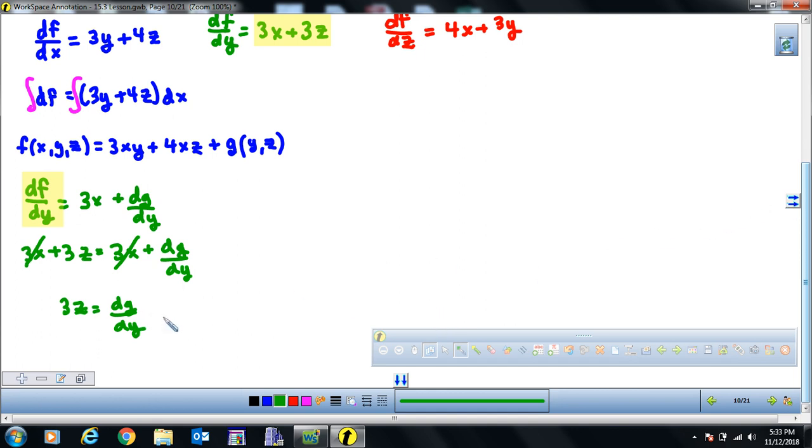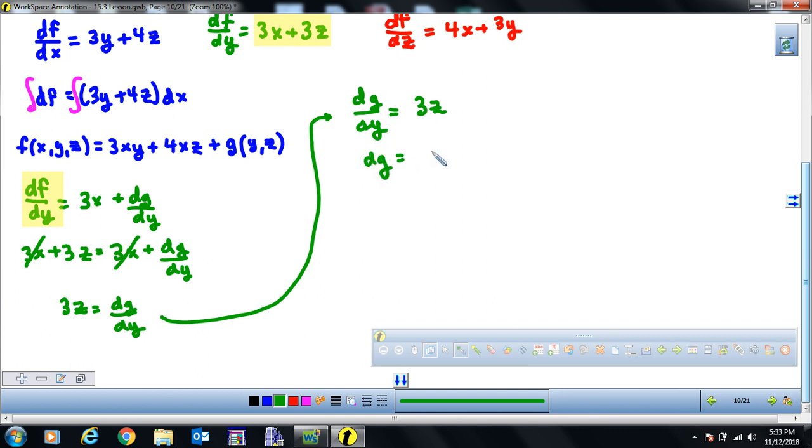I'm going to continue this problem here. So we're left with the fact that the derivative of that function g with respect to y equals 3z. So then we have to integrate it again, because I want to solve for that g. So I'm going to put dg equals 3z times dy, and to solve for it, I need to integrate it. If I integrate this, g of yz equals, what is the integration of 3z with respect to y?